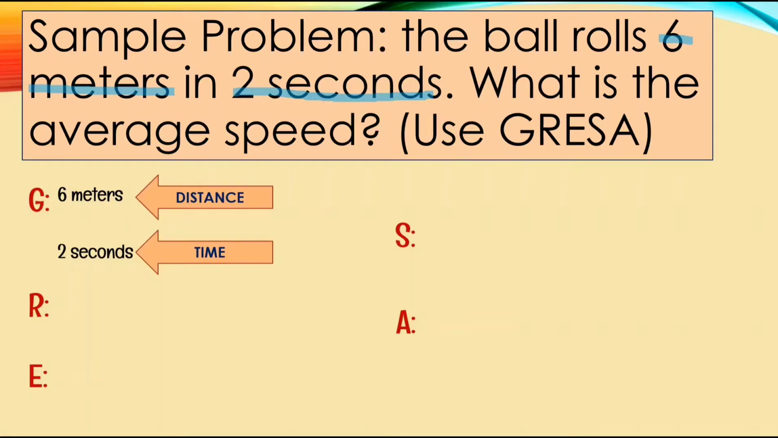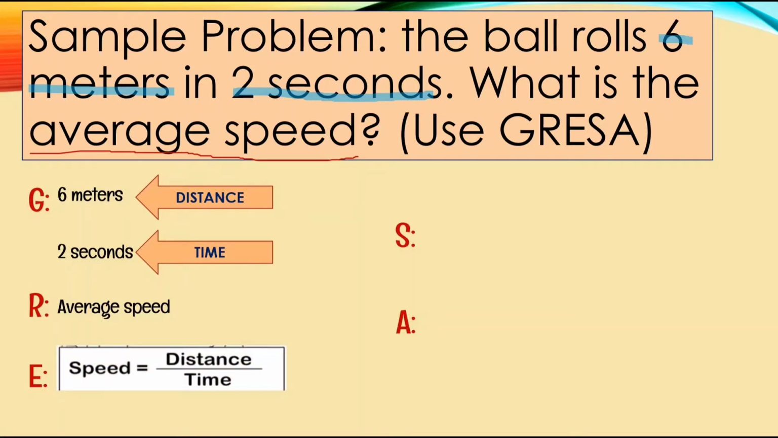For letter R, required or what is asked. Ano yung tinatanong sa sample problem 1? The question is, what is the average speed? Kaya, ang required ay average speed. For letter E, ito ay for equation or formula. Again, ang formula for speed ay speed equals distance over time or distance divided by time.